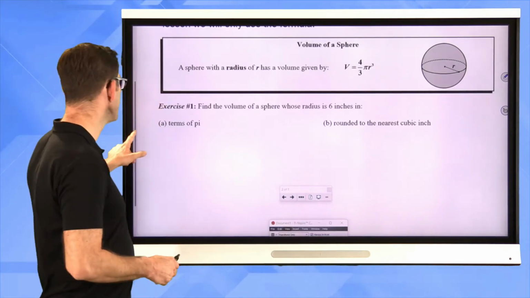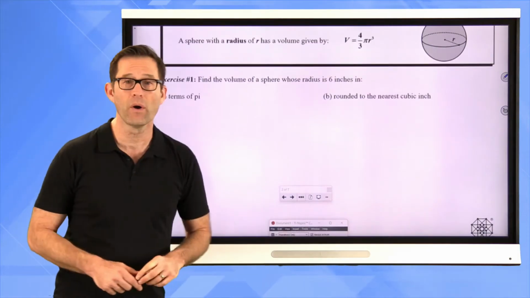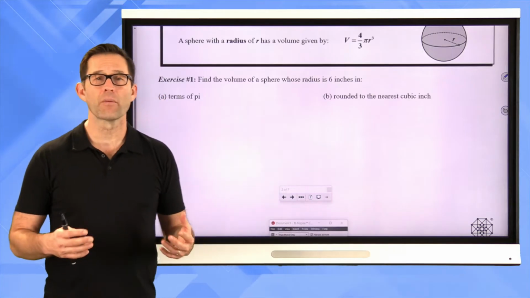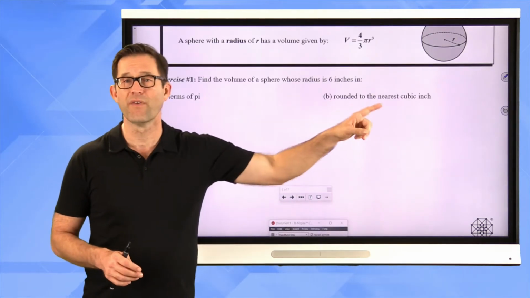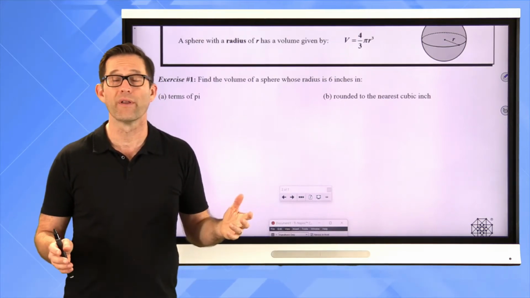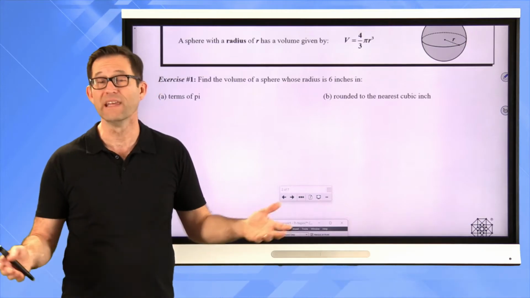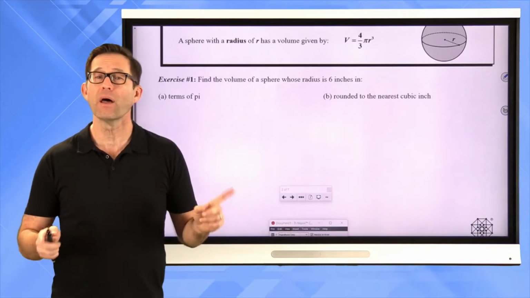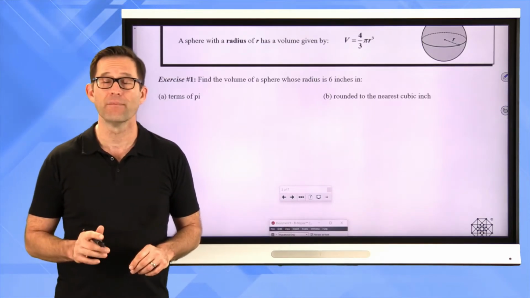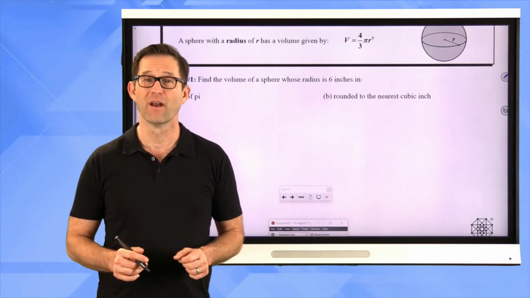But let's jump into it right now and take a look at exercise number 1. Find the volume of a sphere whose radius is 6 inches in A, terms of pi, and B, rounded to the nearest cubic inch. Now, as a former engineer, I wish that you could always be finding these things rounded to a particular degree of accuracy, because in the real world, that's what you would want. You wouldn't want to leave it in terms of pi. But let's take a look at how you can do that and how you can use your calculator to help you out.